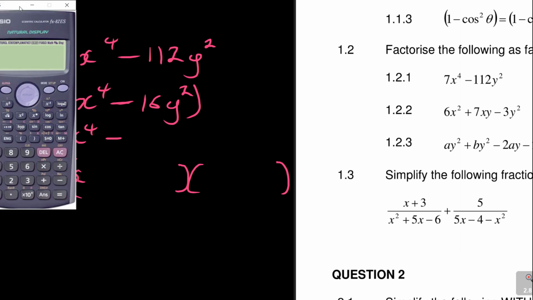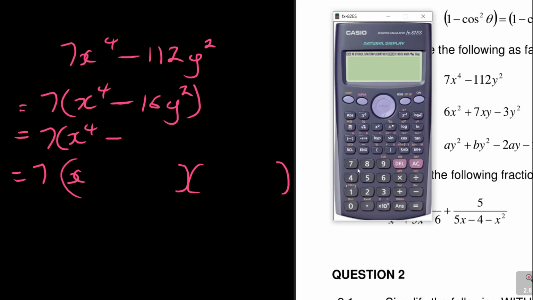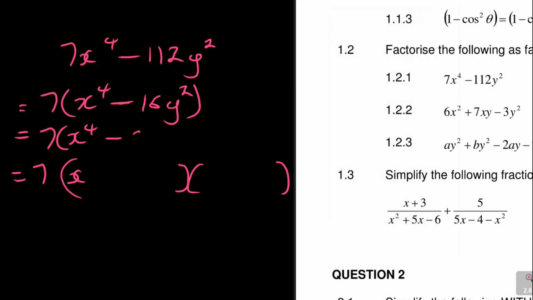Let me take a calculator and show you. 16 can be 4 squared. You see, it's 16. If you want, it can be 2 to the power of 4. It's 16. Whatever you want to choose, let me take 2 to the power of 4 for example. So say 2 to the power of 4 y squared.